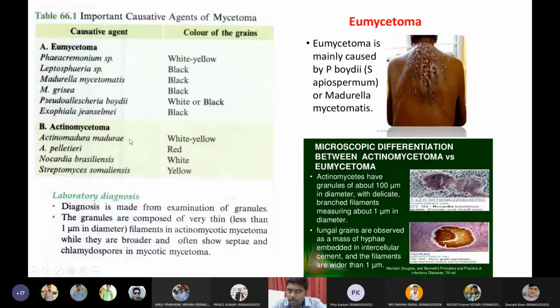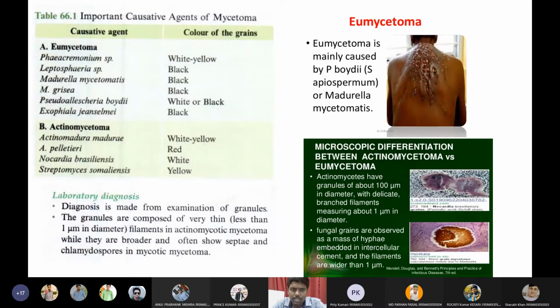Actinomadura madurae will discharge whitish yellow granules, whereas A. pelletieri will discharge red granules. Nocardia brasiliensis will discharge white granules, whereas Streptomyces somaliensis will discharge yellow color granules from the site of infection. So the laboratory diagnosis of this mycetoma typically involves observation of the granules present in this pus.